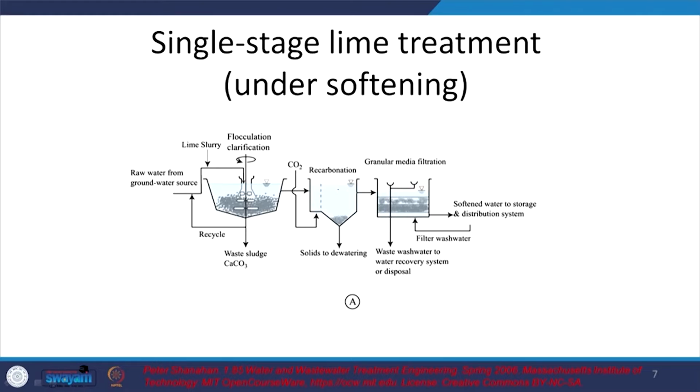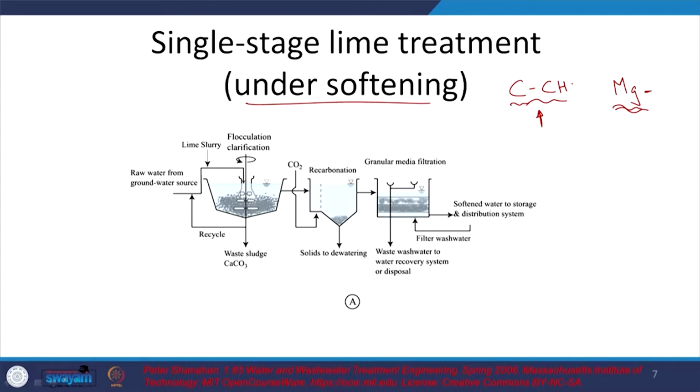So single stage, right? So it's under softening. Why? Primarily I am concerned with calcium that's associated with carbonate hardness. I am not really concerned about magnesium. Two reasons. One is that the magnesium associated with the non-carbonate hardness could be pretty low. So that's when I am going to try to look at only this aspect. Again, it's under softening. So you will always have some magnesium hardness, which we are not even trying to remove.